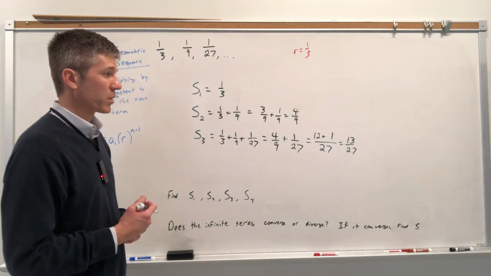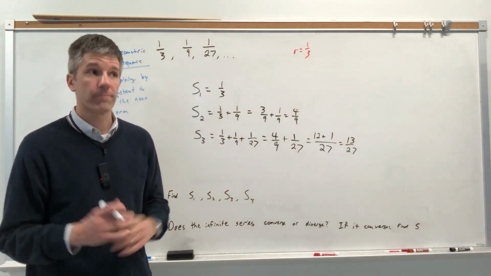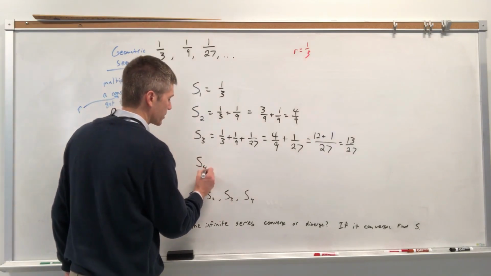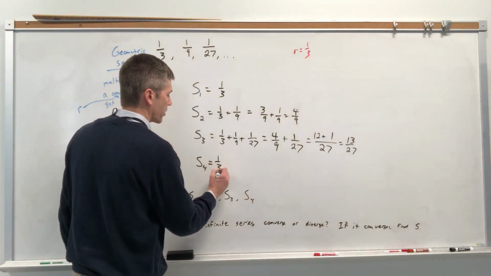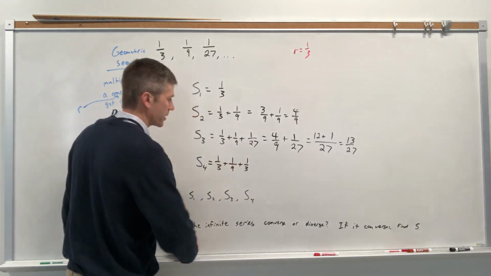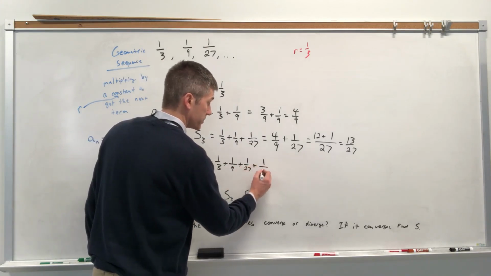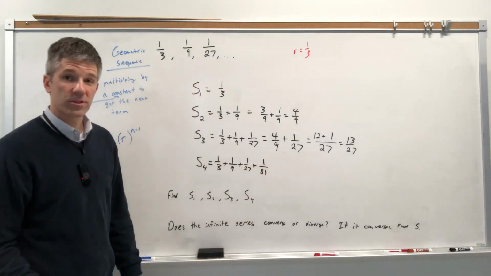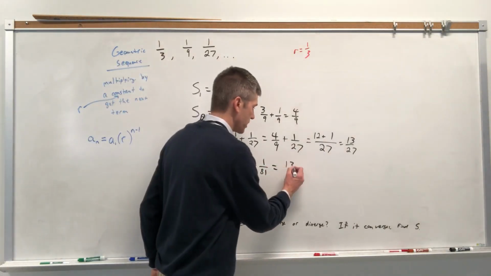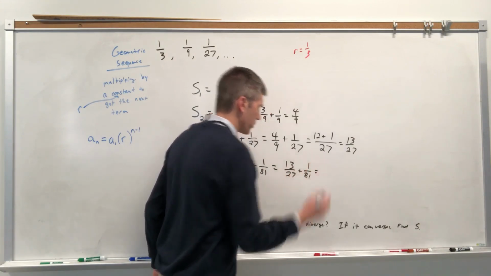But if they were close to something that would reduce, what would they be close to? That's the question. You'll see it in a second. S4 is first term plus second term plus third term. That's not a 3. That's a 27. Third term plus fourth term. All right. Nobody wants to do all this work because you already found the sum of the first three terms, so let's do it. It's 13 over 27 plus 1 over 81, and we'll keep going with that.